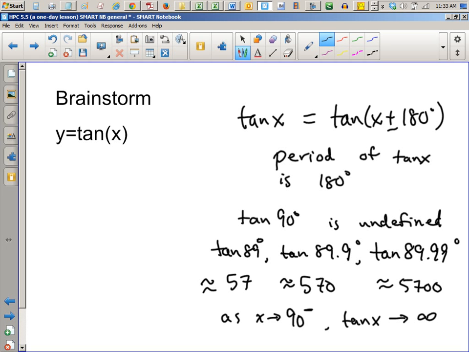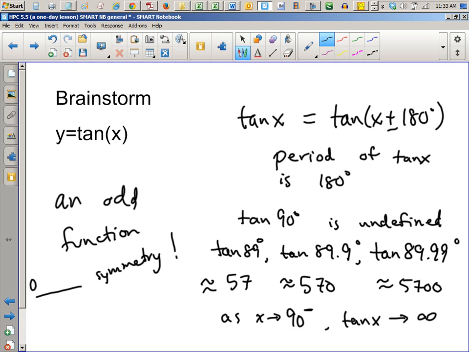What else did we talk about with tangent? Yes? It's an odd function. Yes, it's an odd function. That's important because that tells us the kind of symmetry we have. We have what kind of symmetry? Origin. Yeah, origin symmetry. That means if we graph one period, we can figure out where the other ones go for free, just knowing the symmetry alone. Okay, so that's just some little facts. This is probably good enough.